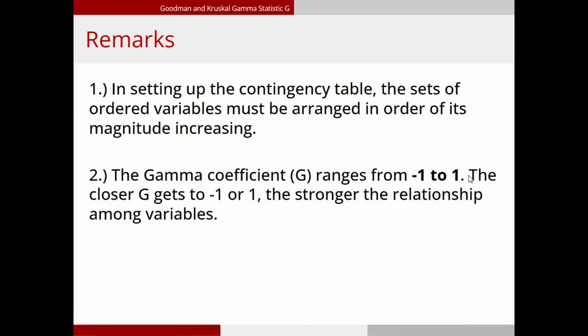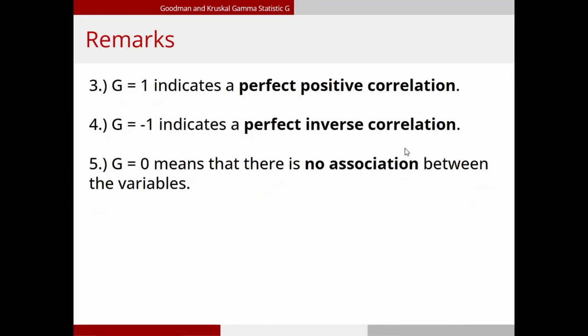Moving on to the remarks. First, in setting up the contingency table, the sets of ordered variables must be arranged in order of increasing magnitude. Since we are interested in computing for the concordant and discordant pairs, there is a need for arrangement and order. Next, the gamma coefficient G ranges from negative 1 to 1. So the closer G gets to negative 1 or 1, the stronger the relationship among variables. G equals 1 indicates a perfect positive correlation, while G equals negative 1 indicates a perfect inverse correlation. When G equals 0, this means that there is no association between the variables.